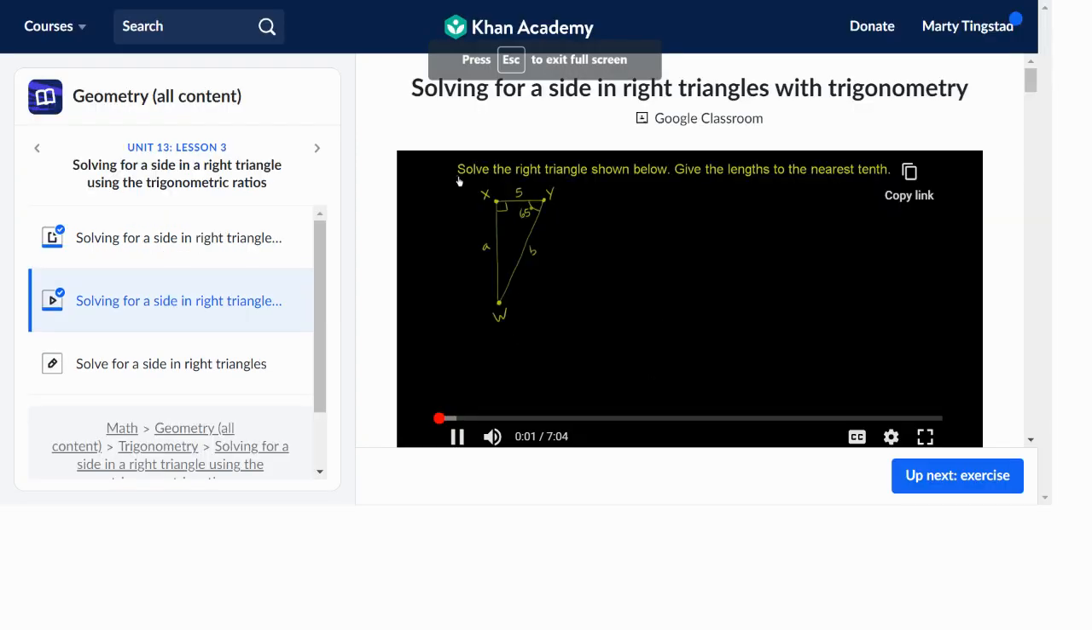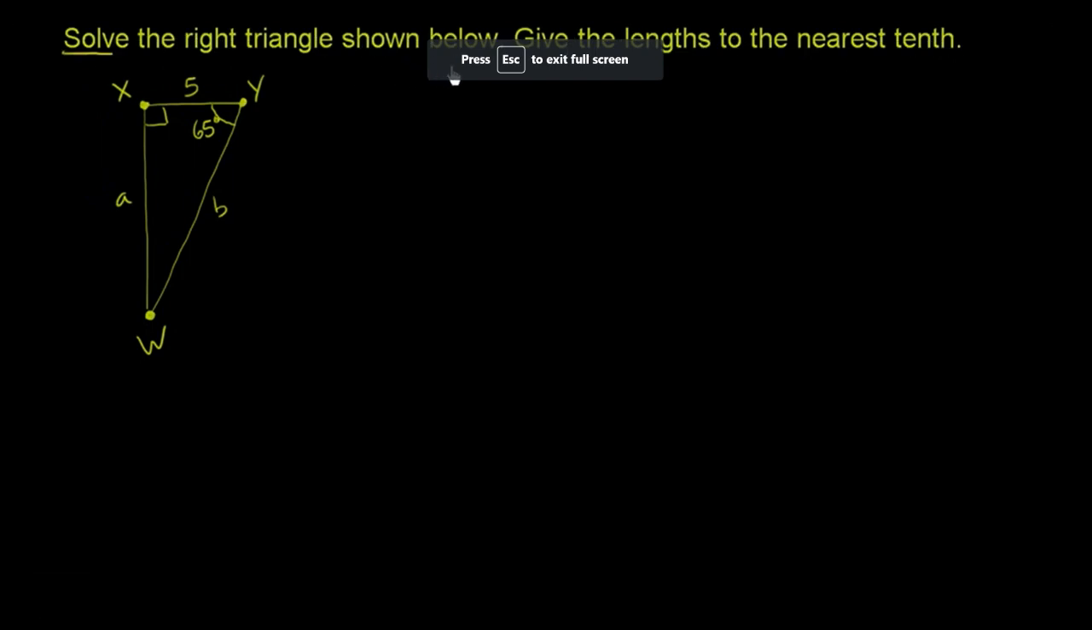We're asked to solve the right triangle shown below. Give the lengths to the nearest tenth. When they say solve the right triangle, we can assume they're saying, figure out the lengths of all the sides, whatever A is equal to, whatever B is equal to, and also what all the angles of the right triangle are. They've given 2 of them. We might have to figure out this third one right over here.